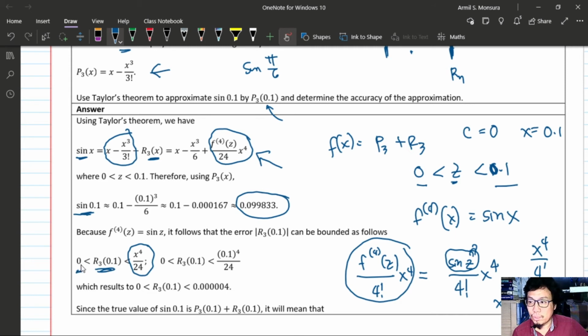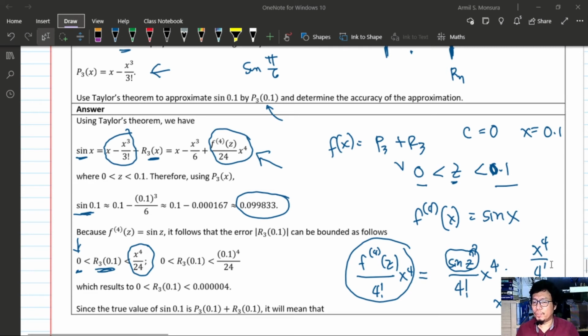So your error is between 0 and this. By the way, this 0 is because the lower bound of your z is 0 and sin of 0 is 0. That's the lower bound for your error. But we're concerned more with the upper bound, which would be x raised to 4 over 24.